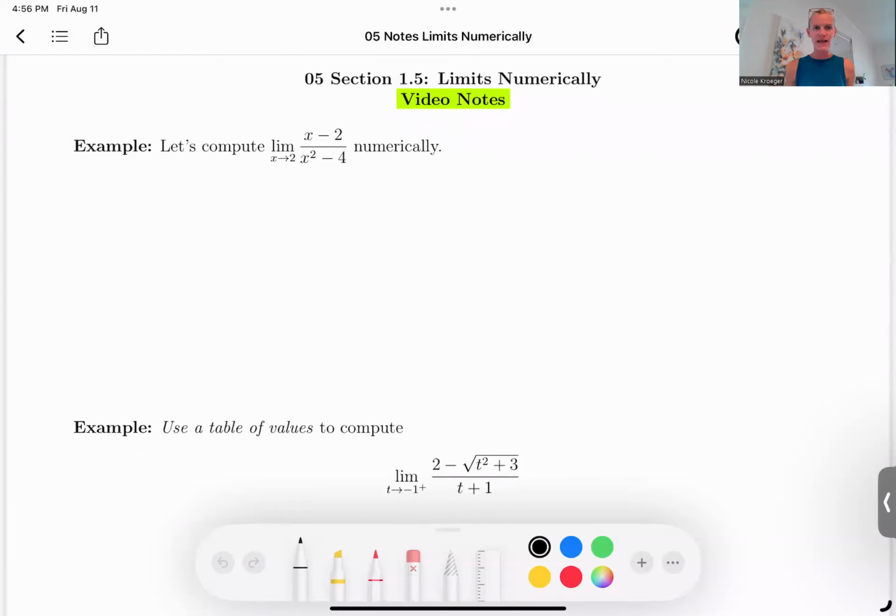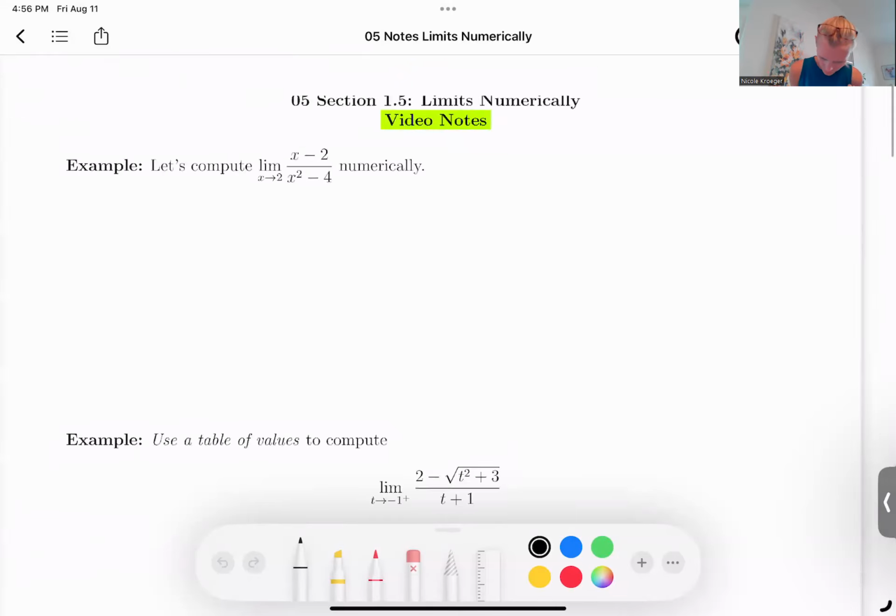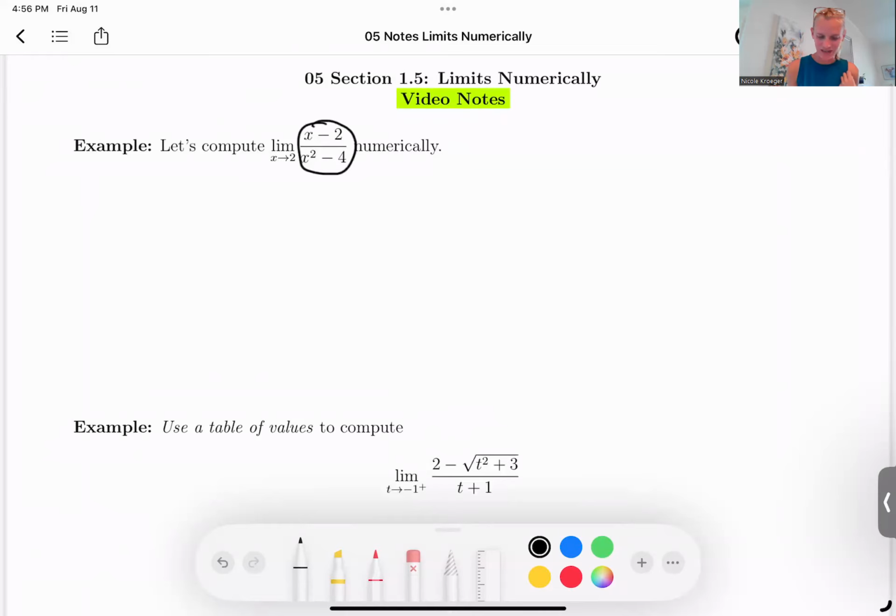So let's compute this limit that I have here. This is one we saw in class last time, actually, but we're going to compute it numerically. What we want to think about here is, remember that when we're computing a limit, what we're asking is, what is this function doing when the x values approach a particular number? So in this case, we want to know, what is this function doing as x gets closer to 2? Okay, we don't care what happens at 2 itself. And in this particular problem, if we plug 2 in, we get an error because the denominator is 0. But we just care what happens very, very close to 2.